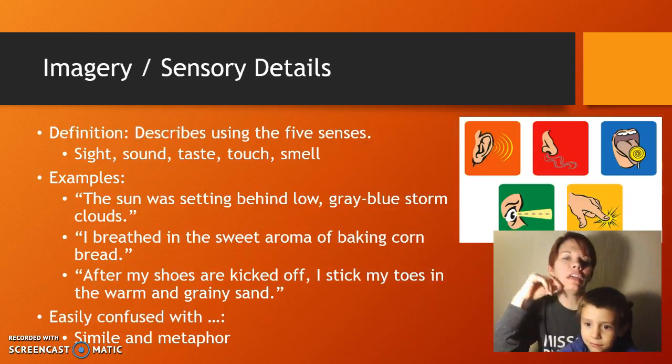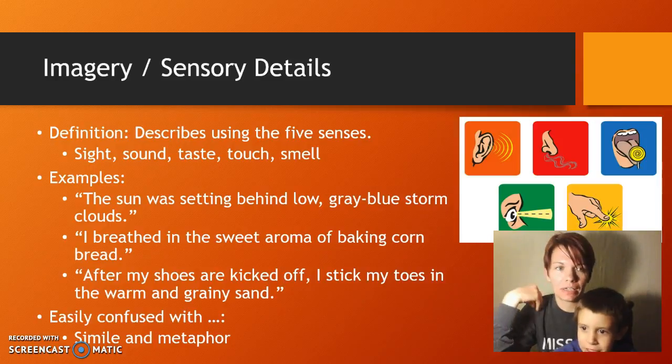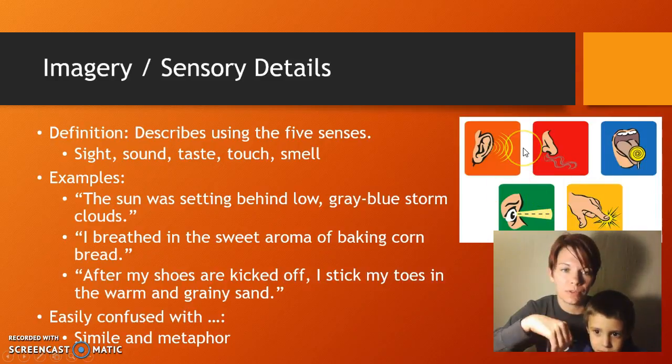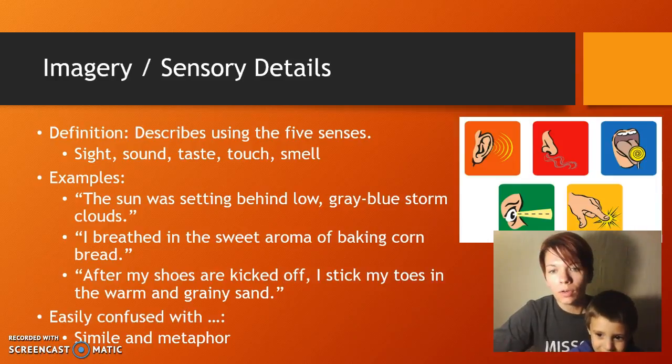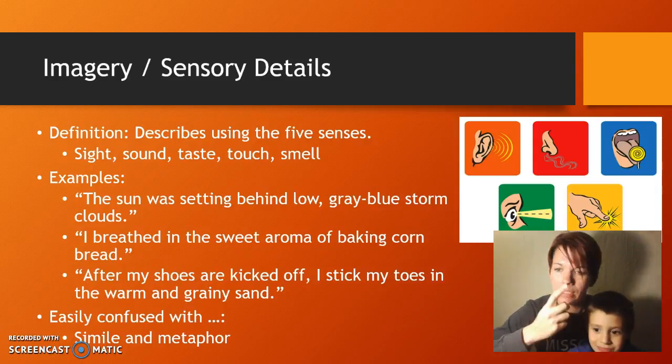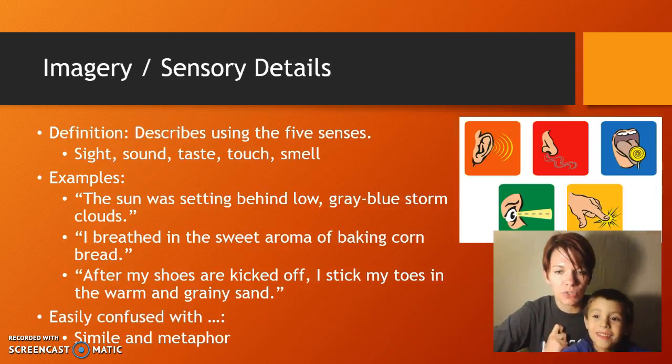Okay, so imagery and sensory details. This is one of the most basic. This is when you describe using the senses. You describe using the 5 senses: sight, sound, taste, touch, and smell. And that's pictures of your 5 senses. So you have to describe using all those different senses. So here's some examples over here. The sun was setting behind low, gray-blue storm clouds. So that's describing what you see. I breathed the sweet aroma of baking cornbread. That's describing what you smell. After my shoes are kicked off, I stick my toes in the warm and gritty sand, and that's touch.